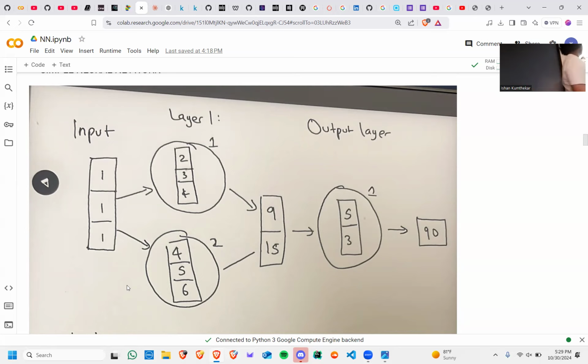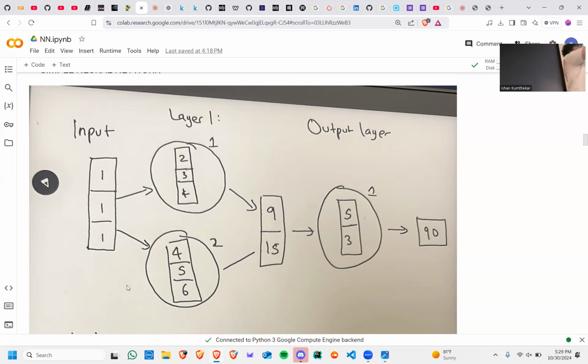So you can see here that we have 1, 1, 1. The output at this neuron will essentially be to multiply 1 by 2, 1 by 3, 1 by 4, and you add all of them together. So when you add all of them together, you get a number called 9. This is the output of this neuron, that's 9. Once you do the same thing for this, you get 15. Once you multiply these numbers together, you get 90. And that's how information moves through a neural network.